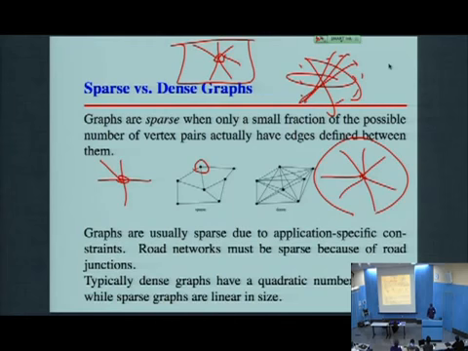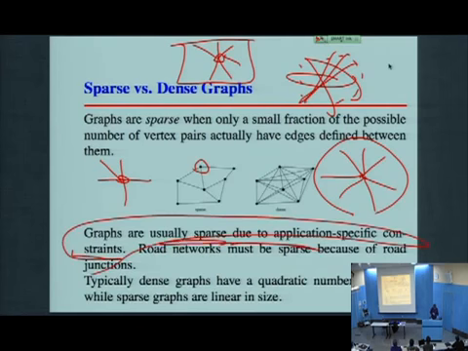With application-specific constraints, usually graphs are sparse, okay? And that's going to drive some of the data structure issues of what we do with graphs. Any questions? Does the complement of a sparse graph have to be dense? A complement of a graph is where we take all the edges and replace them by non-edges, and all the non-edges and replace them by edges. And yes, if you have a sparse graph and you take its complement, that's going to be a dense graph. That's exactly right.